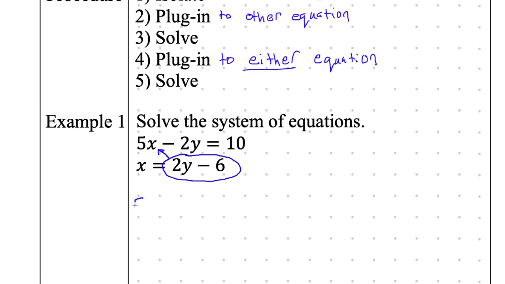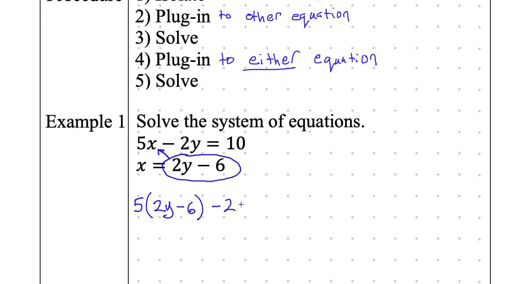This is now going to be 5 and keep parentheses. Whenever you do substitution, keep your parentheses. 5 times the quantity of 2y minus 6 in your parentheses. And then you have to fill in the rest of the equation. So this really is 5x, and then I'm going to keep writing down the minus 2y equals 10. So I keep writing down minus 2y is equal to 10.